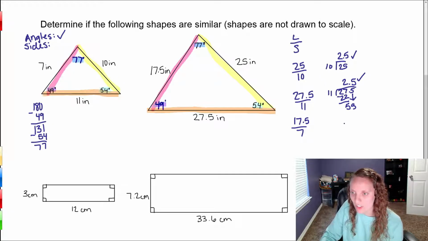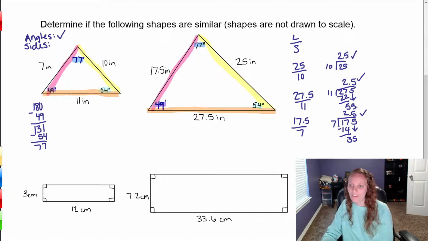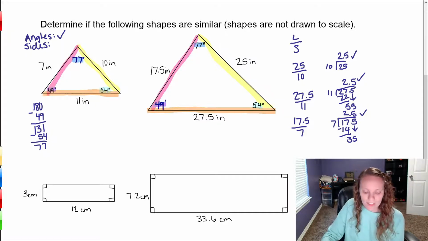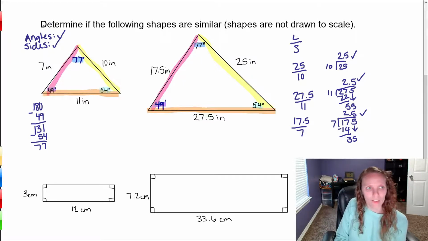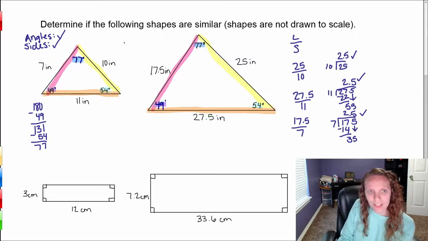Then we're going to check this third one. 17.5 in and 7 out. 7 goes into 17 twice. 7 times 2 is 14. When we subtract, 3 left over, bring up the decimal and bring down the 5. 7 goes into 35 5 times. So if you notice, we got 2.5 each time. So that means that these sides are proportional. So the sides do check out. Since we can say yes to both of these things, then yes, these shapes are similar.